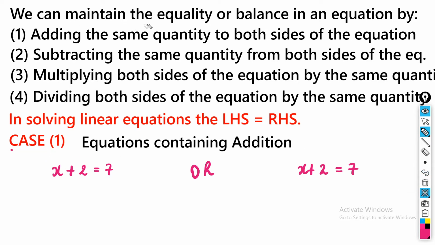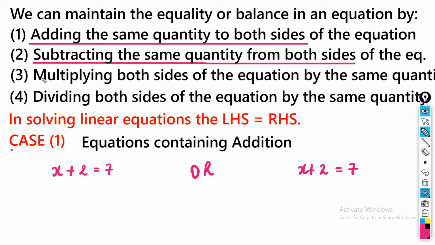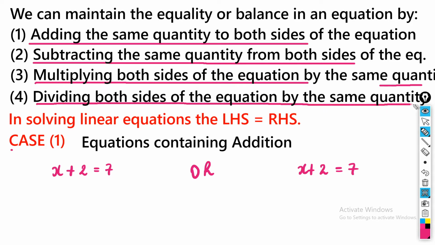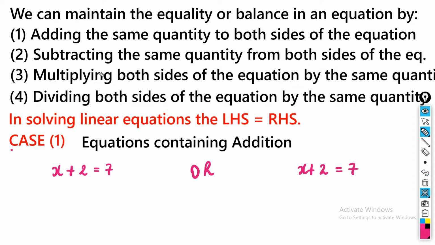It says we can maintain the equality or balance in an equation by adding the same quantity to both sides of the equation, subtracting the same quantity from both sides, multiplying both sides of the equation by the same quantity, and dividing both sides of the equation by the same quantity. We're going to look at all the cases: adding, subtracting, multiplying, and dividing. And in solving linear equations, remember that the left-hand side is equal to the right-hand side.